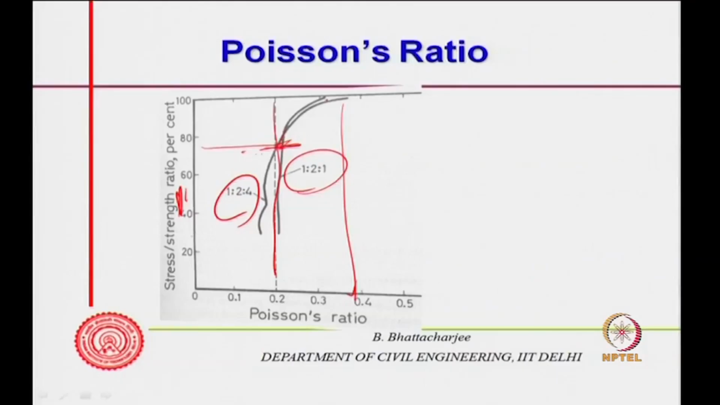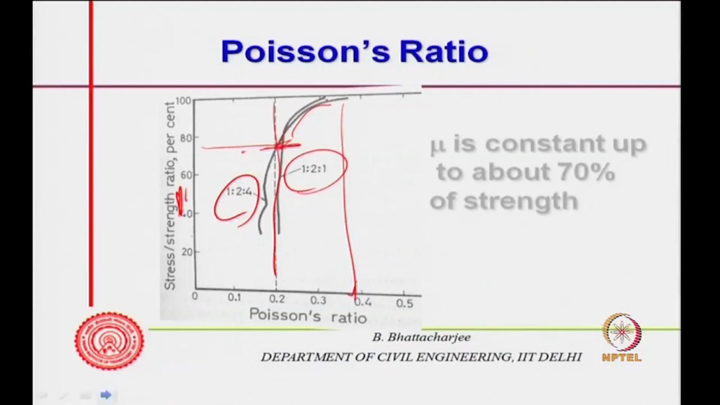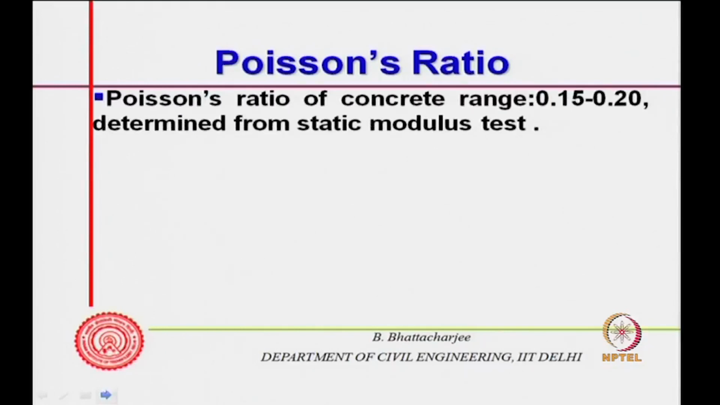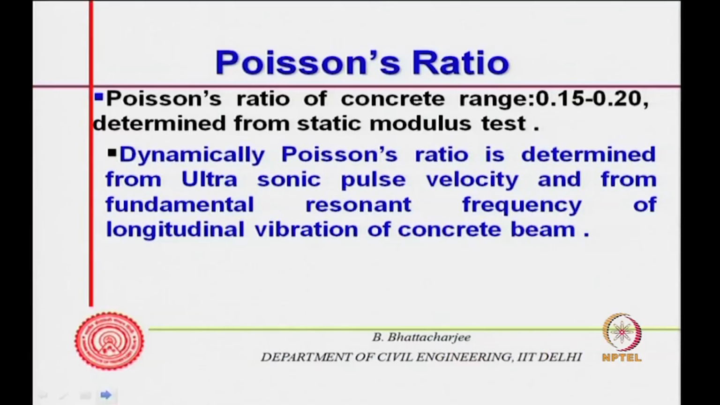So, beyond 70% of the load your Poisson's ratio increases significantly, and it is almost constant up to 70% of the strength. Generally, it varies in the range of 0.15 to 0.20, which is determined from the static modulus test. But you can determine Poisson's ratio dynamically also, from the ultrasonic pulse velocity test, from the sonic velocity test, or from the fundamental resonant frequency of longitudinal vibration of a concrete beam. It is a similar test to the one we did for modulus of elasticity.